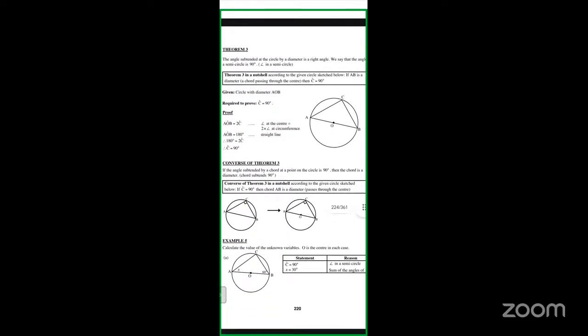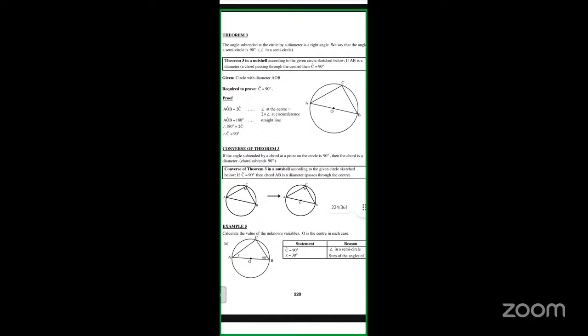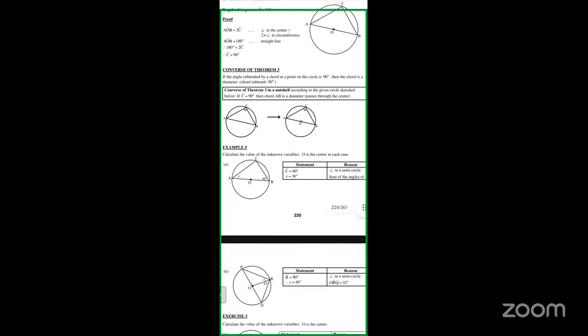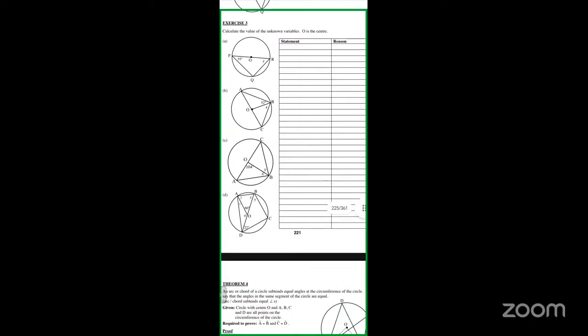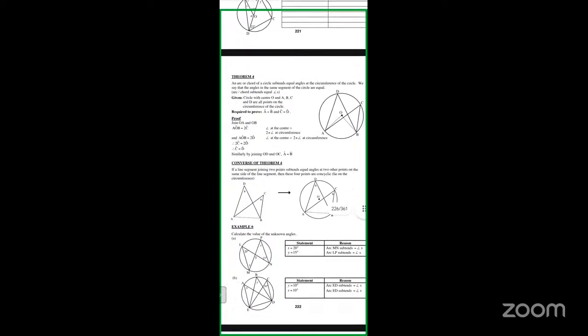Then we have the converse of theorem 3: if the angle subtended by a chord at a point on the circle is 90 degrees, then that chord is the diameter. You also need to keep that converse in mind. Then we can move to theorem 4.